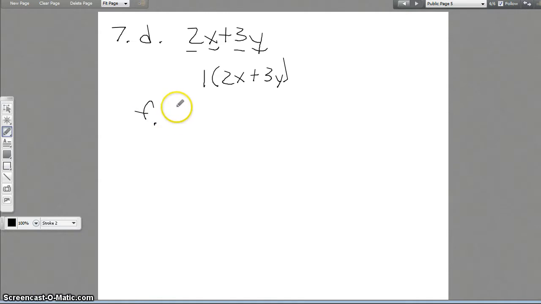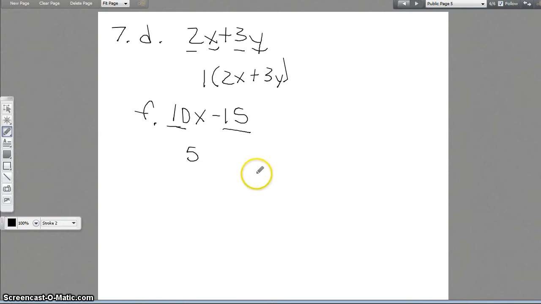Part F is 10x minus 15. Now remember what the problem says to do is to factor each of the following polynomials by factoring out the greatest common factor of its terms. So 10x minus 15, the first thing we're going to do is look at our coefficients. We have 10 and we have 15. What's the greatest common factor of 10 and 15? That's going to be 5.